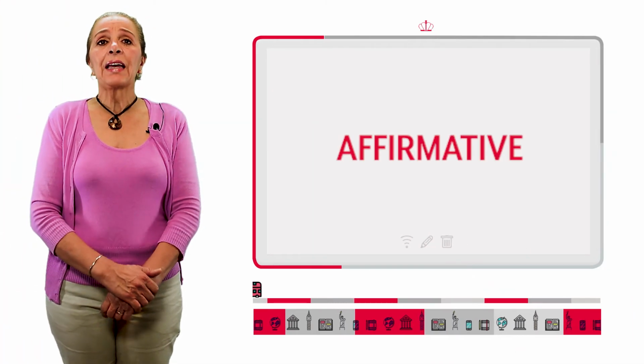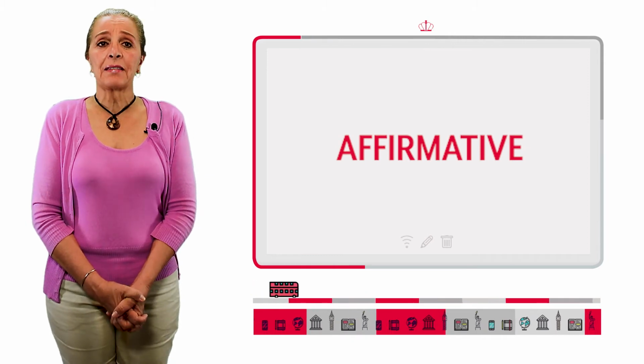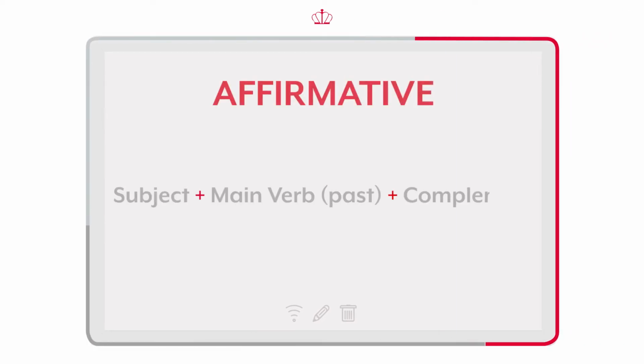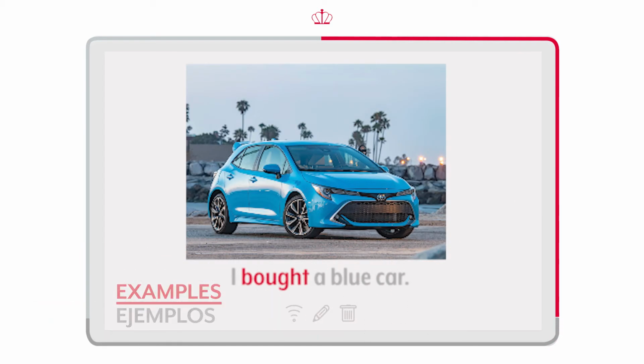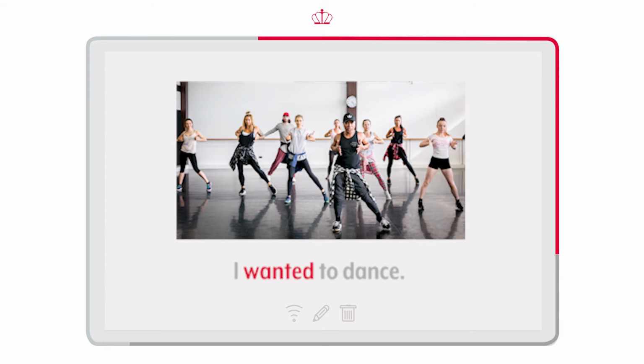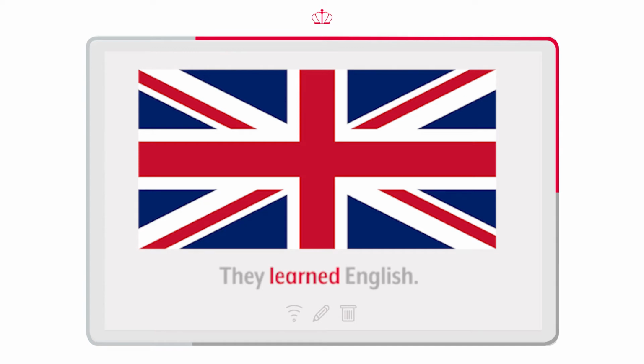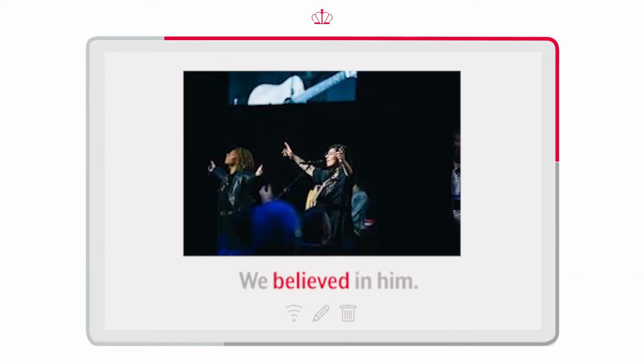Continuing with the topic, let's see the affirmative sentences under structure. Subject plus the main verb in past plus complement. I bought a blue car. I wanted to dance. They learned English. We believed in him.